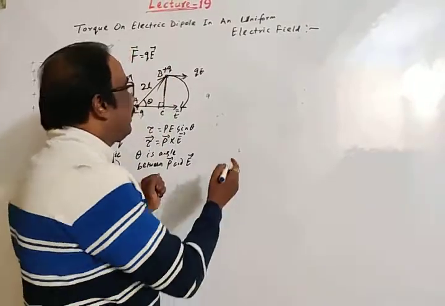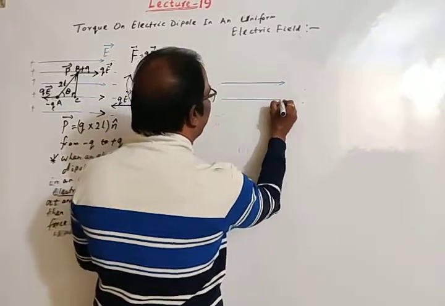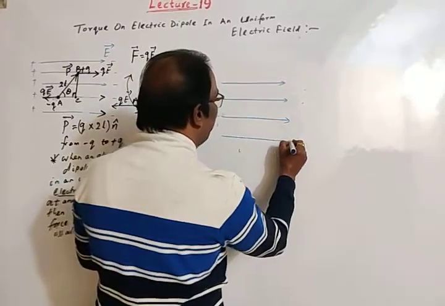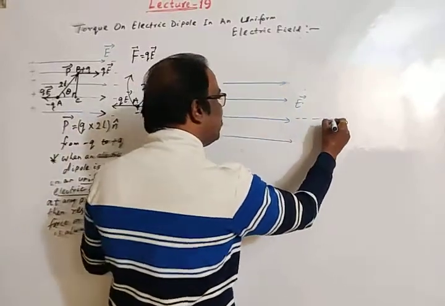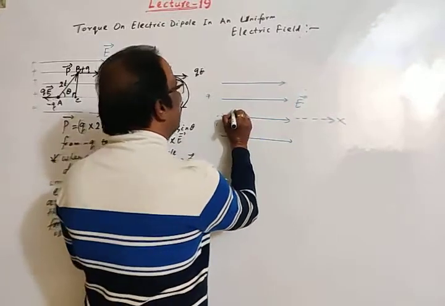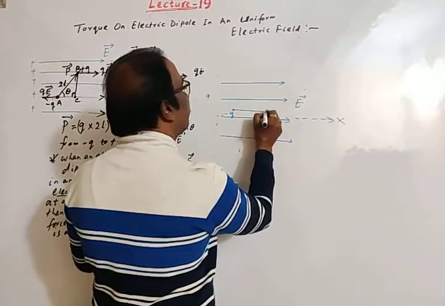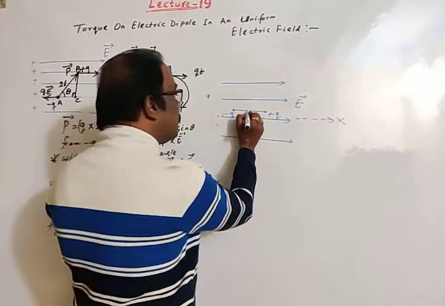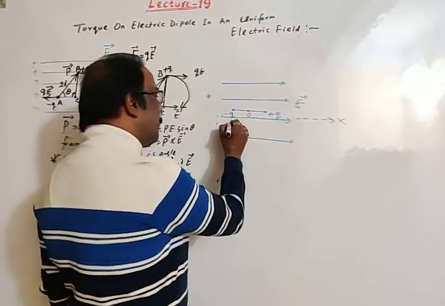Suppose I am again showing the same case. This is the direction of electric field. I am representing a uniform electric field. Electric field is E. Direction of electric field is along positive x-axis. Suppose a dipole is placed like this. This is minus q, this is plus q, and this is the distance between them. This is the center of the dipole, O. So the total length of the dipole is 2L.